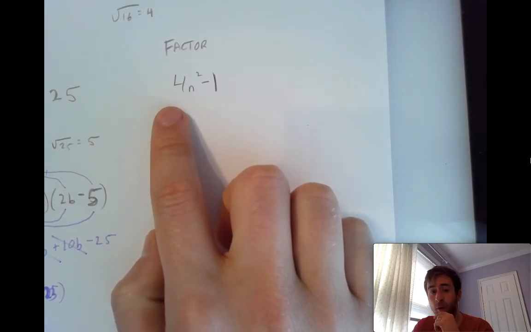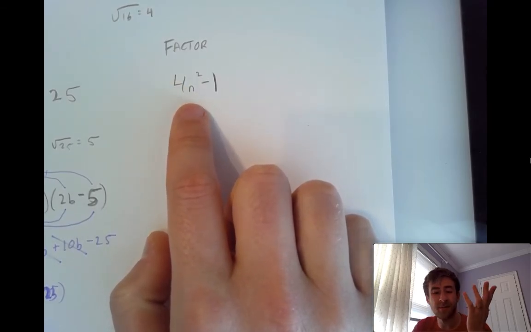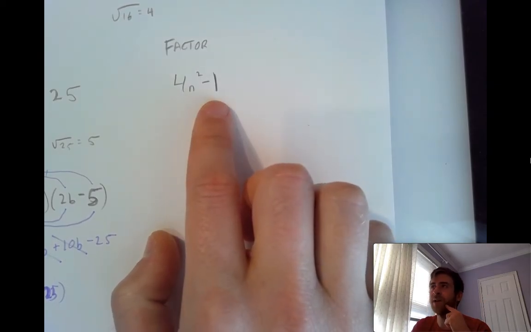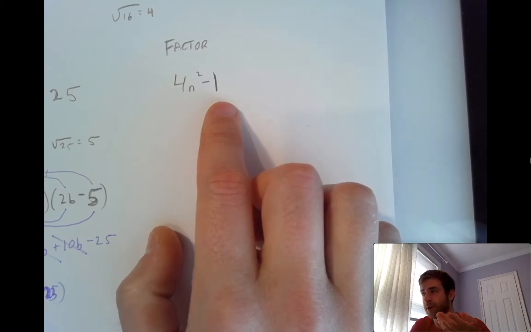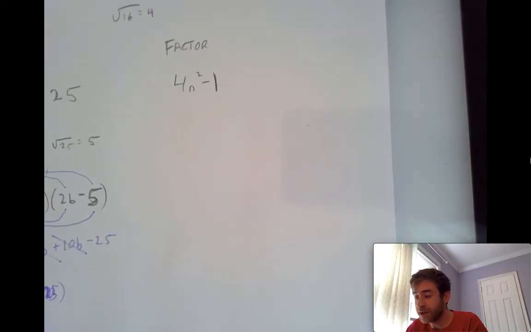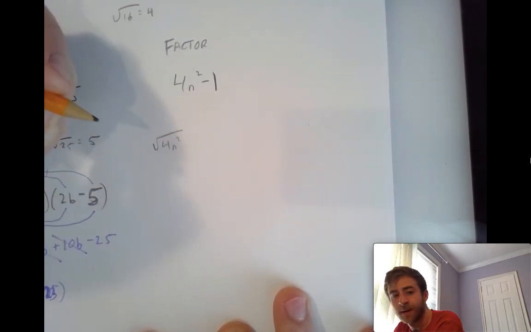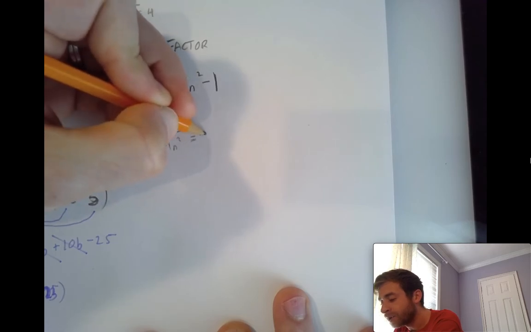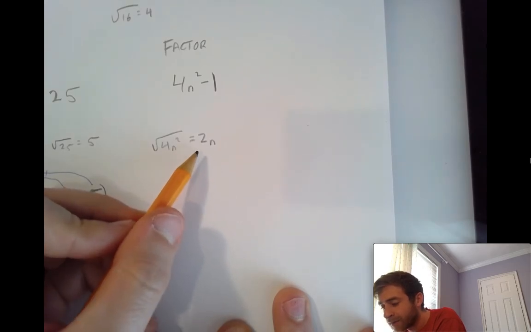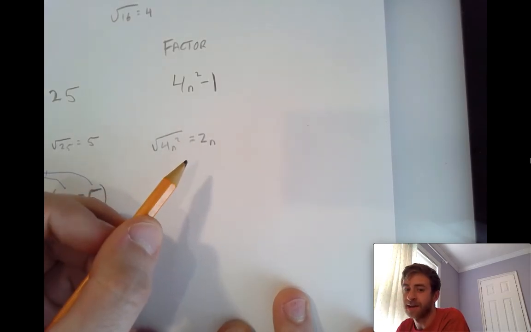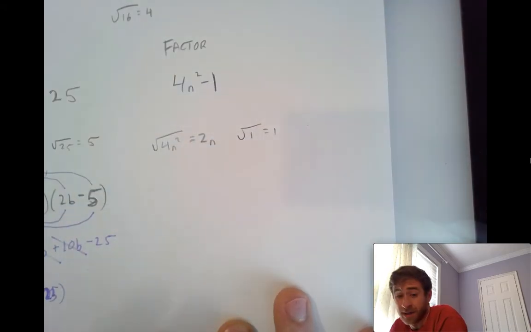4n squared: 4 is a perfect square, and n has an even exponent, so n times n would get me n squared, that works. And negative 1, it is a perfect square. Well, 1 is a perfect square because 1 times 1 makes 1. So now we can do it. I'm going to get the square root of each term. The square root of 4n squared is going to be, square root of 4 is 2, square root of n squared is just n, and I know that works because 2 times 2 makes 4, n times n makes n squared. The square root of 1 is just 1, 1 times 1 makes 1.